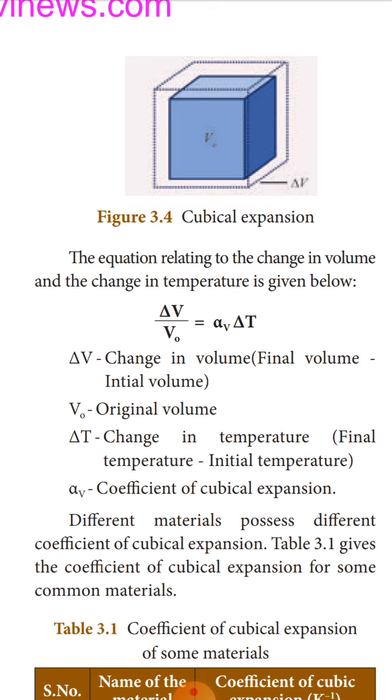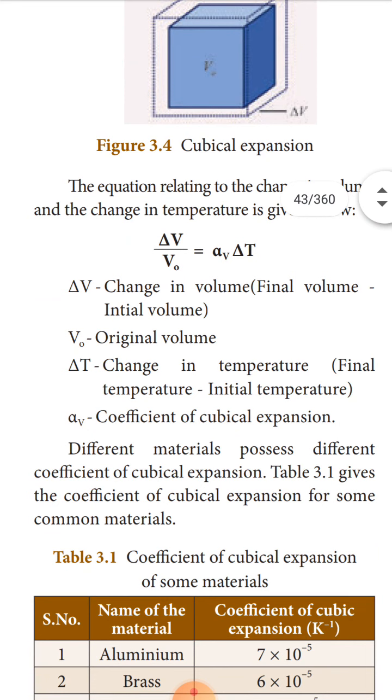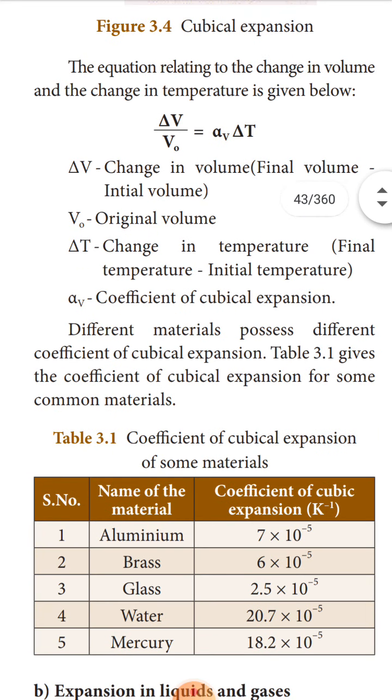V0 is equal to the original volume. Delta T is equal to the change in temperature, final temperature minus initial temperature. Alpha V is equal to the coefficient of cubical expansion. Different materials possess different coefficients of cubical expansion. Table 3.1 gives the coefficient of cubical expansion for some common materials.